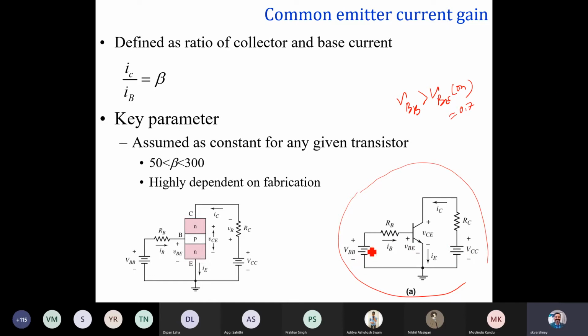Suppose this VBB is the battery, which is connected at less than 0.7 volt. In that case, this PN junction won't be turned on, so no current will be flowing.